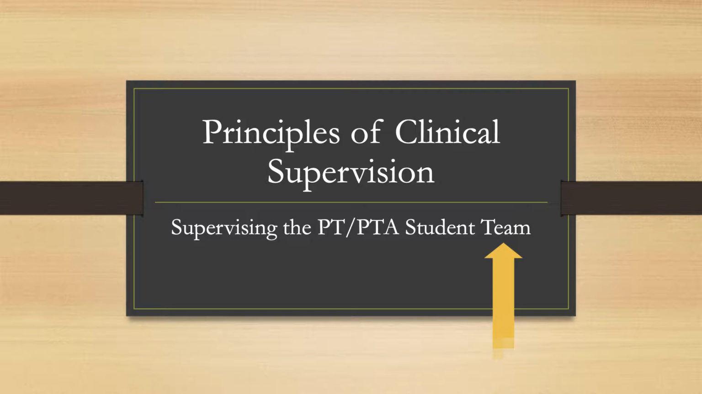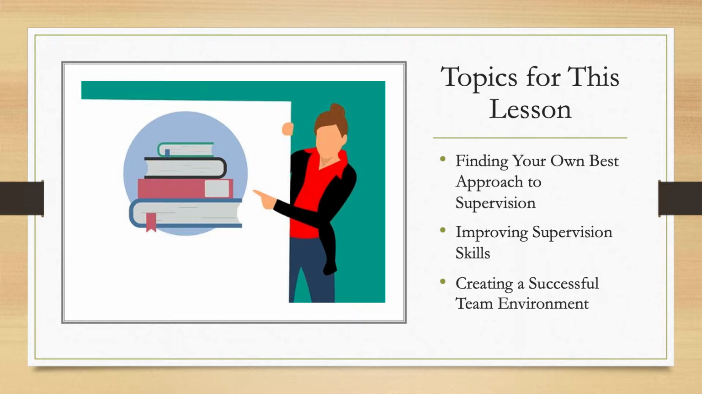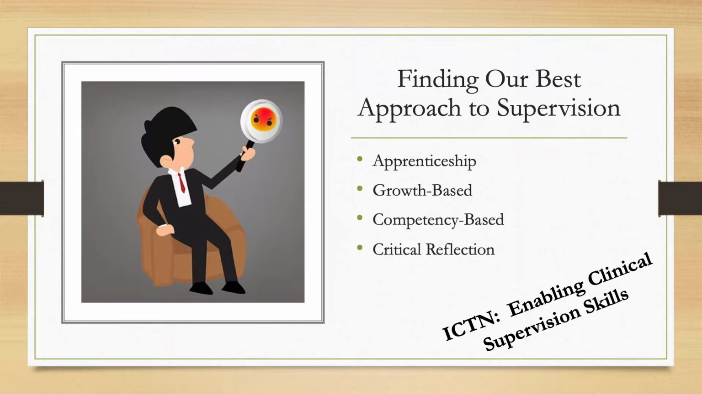more successful. We'll focus on recommendations from the literature that describe three main ways that we can improve the quality of our supervision. First, selecting the mix of supervisory approaches that works best for you. Second, implementing effective strategies to improve your own supervision skills. And finally, finding useful methods for creating a team environment that works in your own setting. So, what supervisory approach would work best for your student team?